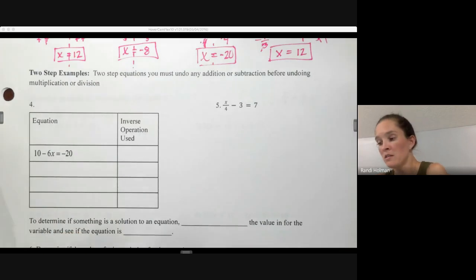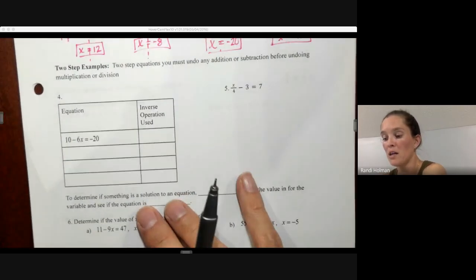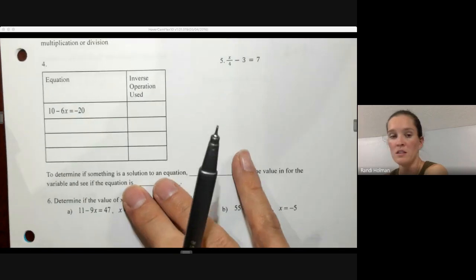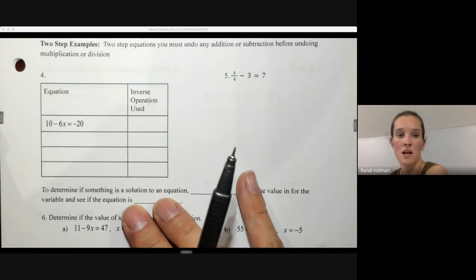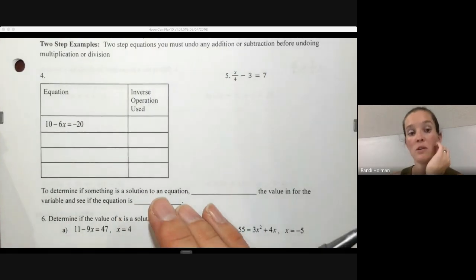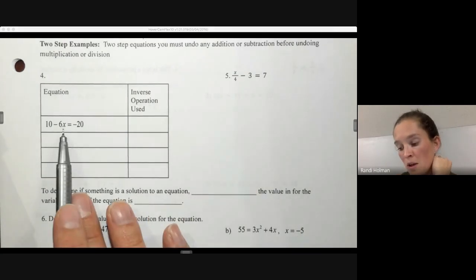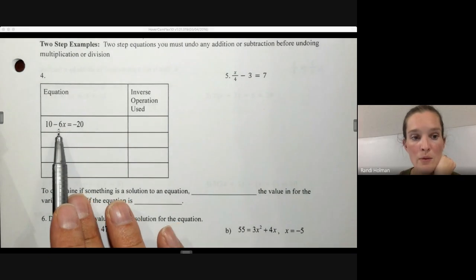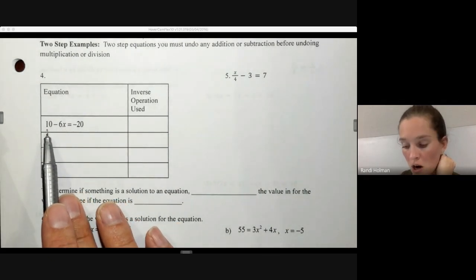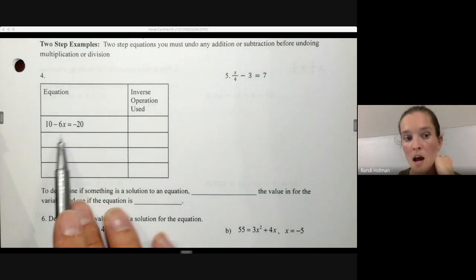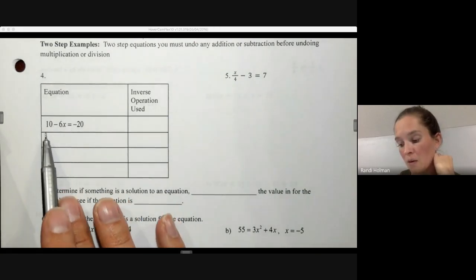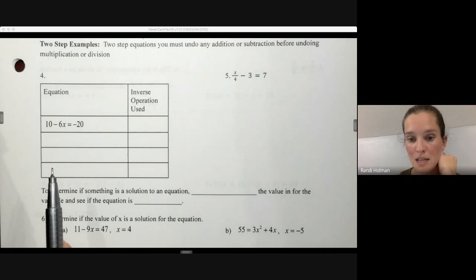Two-step equations. Okay, this is where we get to practice the backwards part of our order of operations. So just think, whatever the last operation you would do, that should be the first operation that you undo. Okay, so if I knew what my value of x was here, I would multiply it by 6, then subtract that product from 10. Okay, so this 10 is the last thing I would do, so it needs to be the first thing I will undo.